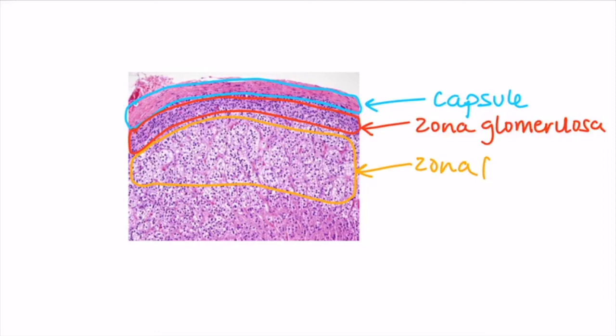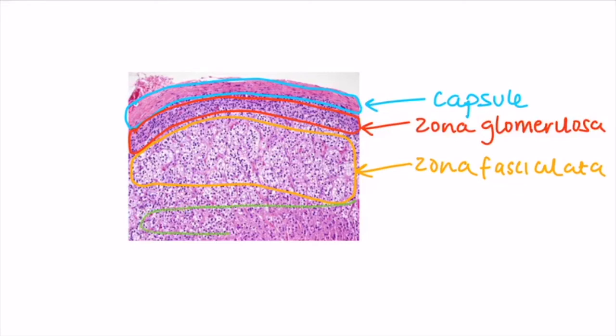The next region is zona fasciculata. These cells tend to be arranged to form straight parallel bundles. They secrete glucocorticoids such as cortisol, which regulates sugar balance, and the cells can be seen that they're a little bit paler than the rest of the other cells.